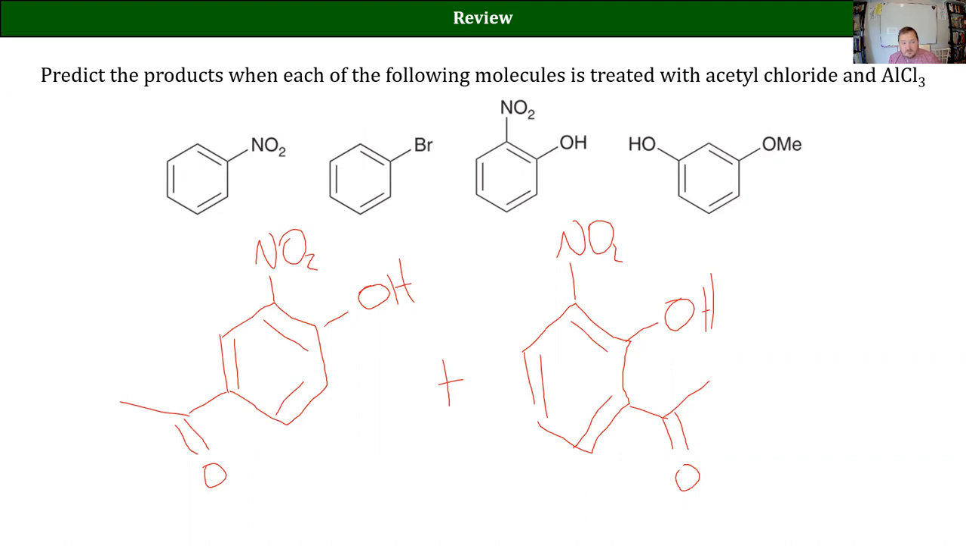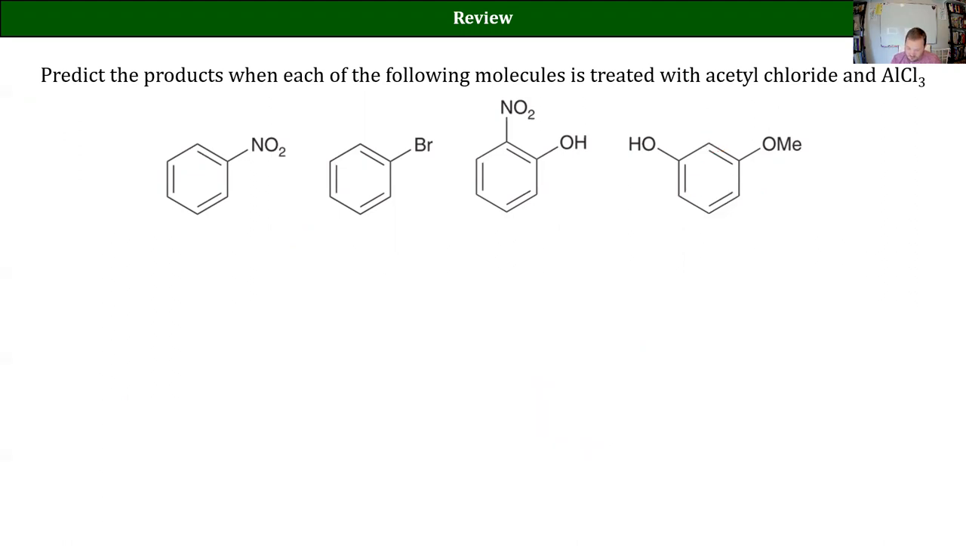For instance, D, you have two ortho-para directors and their positions are such that you can make both of them satisfied at the same time. We're going to add our acetyl group here, or here, or here. So we'll actually get three products for D. The reason it's three products instead of two in this case is because the two ortho positions are distinct from each other. We can tell the difference between them. If we talk about relative to the alcohol, the alcohol has three distinct positions that are either ortho or para.